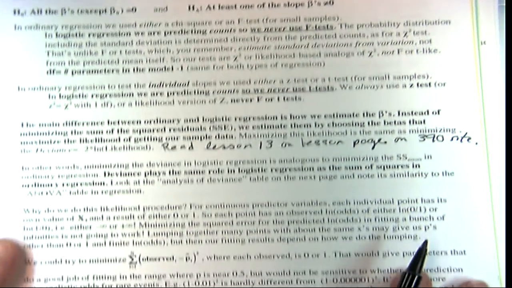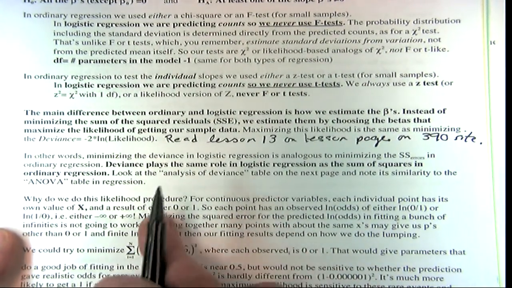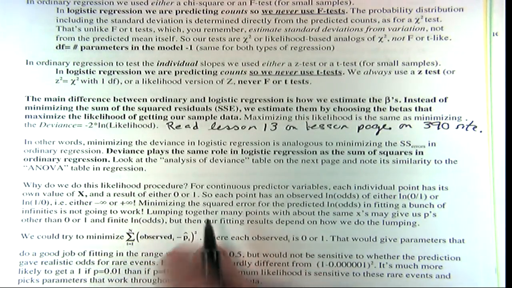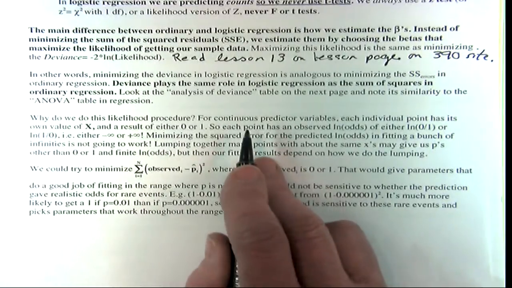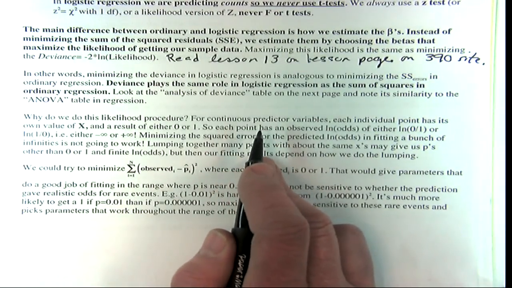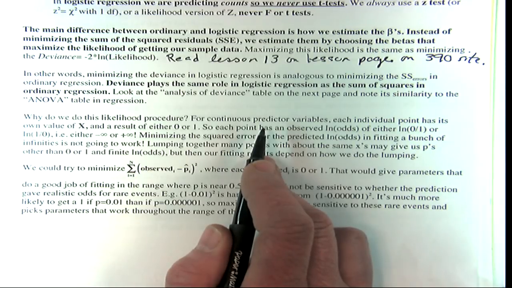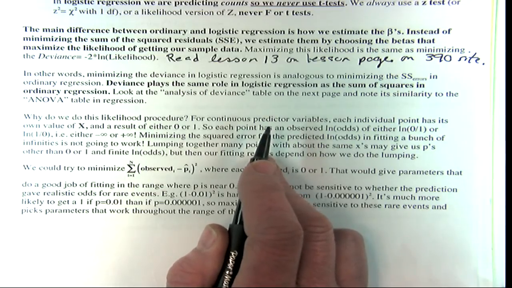So as I mentioned before, we can look at it more carefully now. Why are we doing this likelihood procedure? Well, think about it. If you had a continuous predictor variable, like, let's say, if MCAT scores was continuous, it's not, but let's say you thought height was a predictor. You were using height as a predictor. Now that's a continuous variable, right?